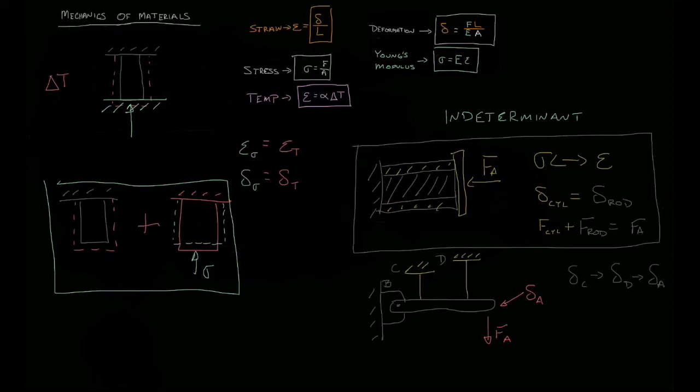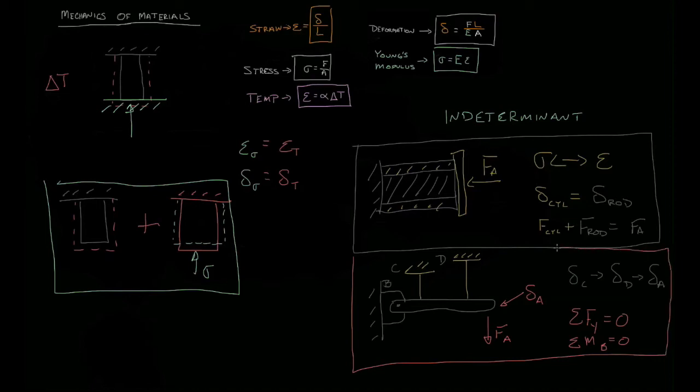We also know that the sum of the forces in the vertical direction is going to be equal to 0, and the sum of the moments about point B is going to equal 0. Combining these equations, we can come up with relationships between applied force and the deflection that occurs, say, in rope C or in rope D.